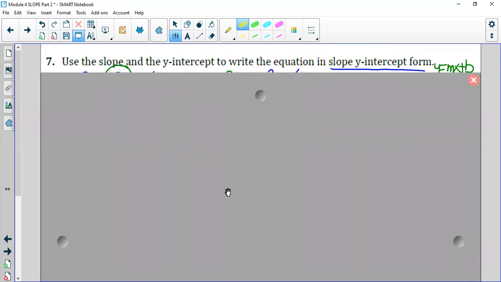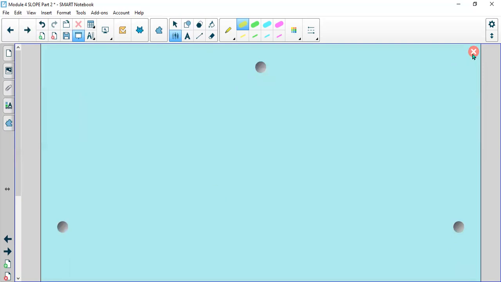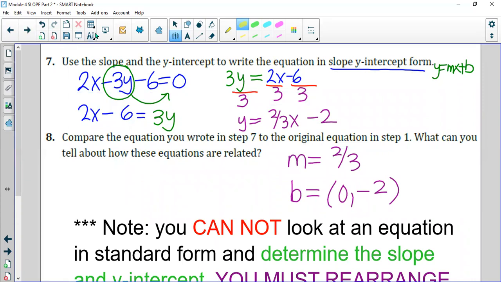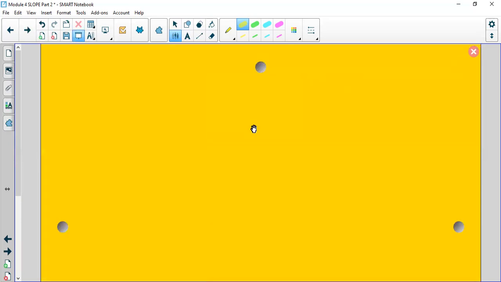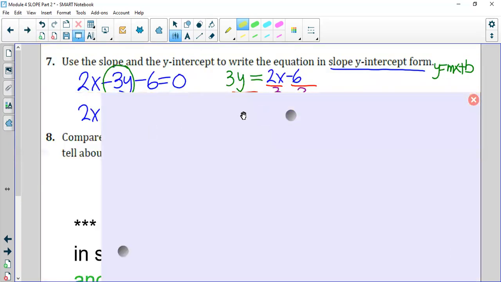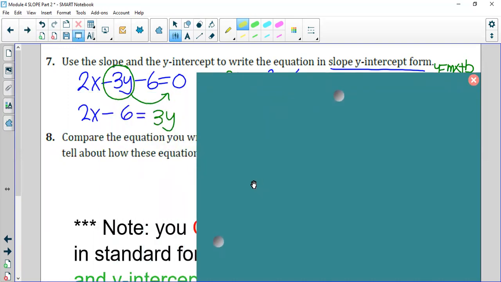Okay. Use the slope and y-intercept to write the equation in slope y-intercept form. This is very important. So we're going to start off. Okay, so remember we were given an equation in standard form.